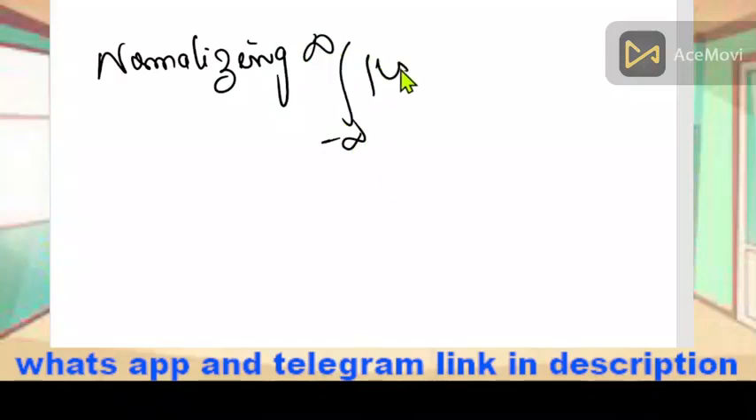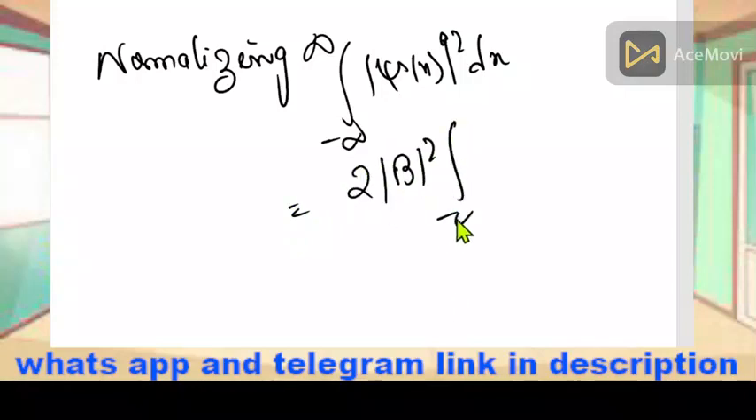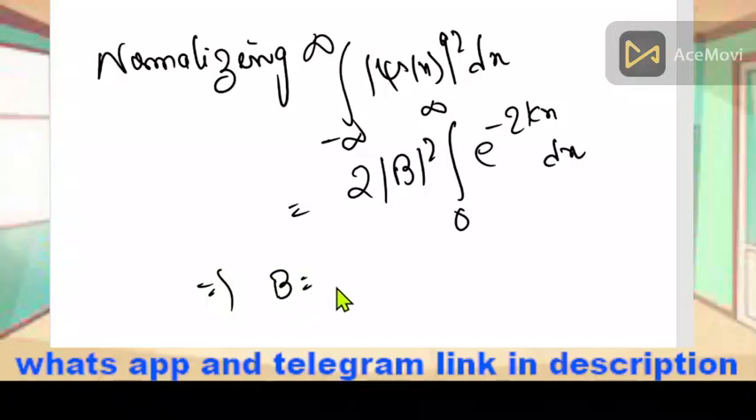Now if you normalize the wave function that you have obtained, you can do it by yourself, or I am doing it for you. The integral from minus infinity to plus infinity of mod psi x square dx is equal to, because the coefficients are the same, 2 mod B square times the integral from 0 to infinity, sorry, because we have changed the limit, of e to the power minus 2kx dx. If you integrate it, you can easily find the result. B will be equal to root under k.